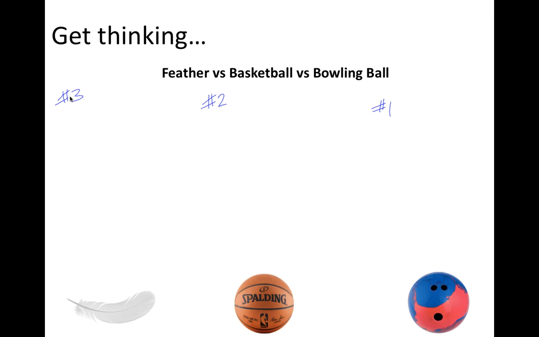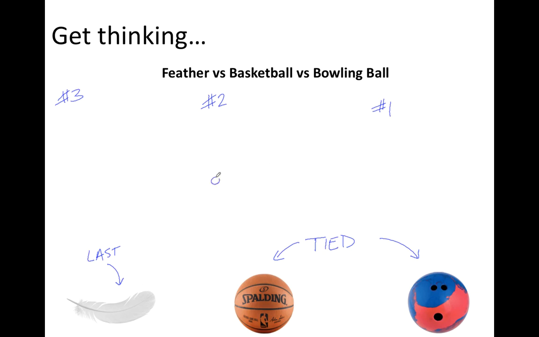So, what was going on here? Well, our observation was that the bowling ball and basketball both tied. They fell at the same rate. And then the last place was the feather. So, our observation was that the bowling ball and basketball fell faster than the feather. So, what was going on here?